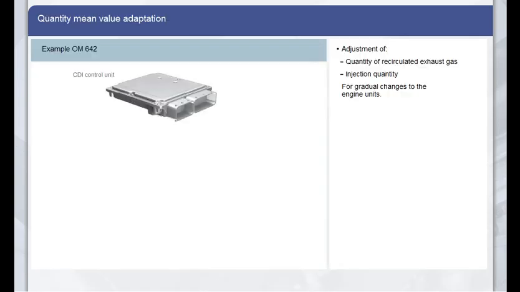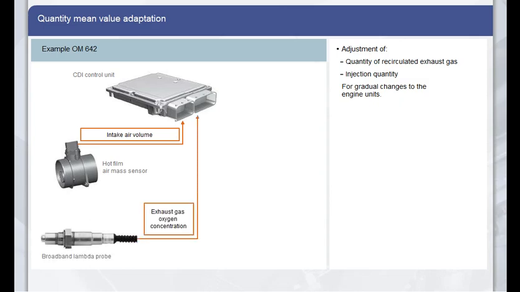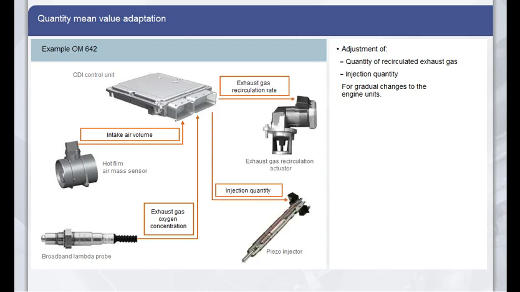The quantity mean value adaptation is an adaptation of the quantity of recirculated exhaust gas and the injection quantity to compensate for gradual changes to engine units. During load operation, the CDI control unit calculates the intake air quantity from the signal of the hot film air mass sensor. The mixture is recorded using the oxygen concentration in the exhaust gas measured by the lambda probe. If the values are not correct, the exhaust recirculation rate and the injection quantity are adjusted so that the differences do not affect the exhaust emissions.